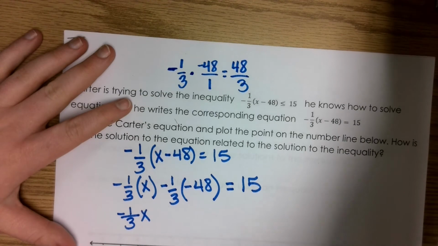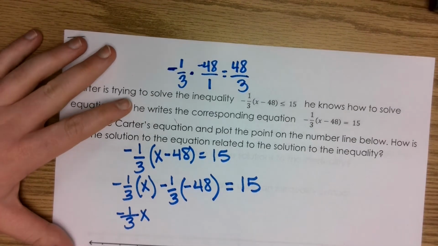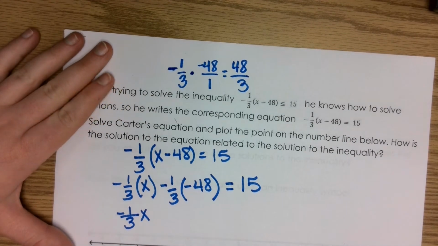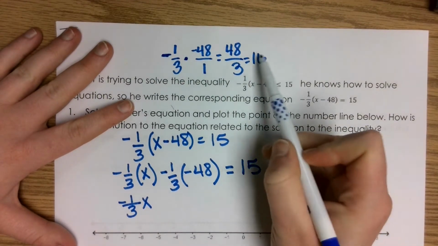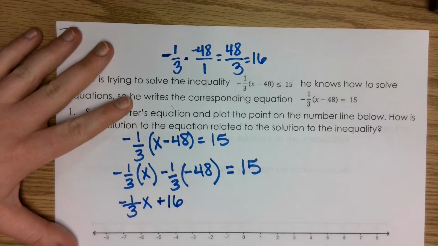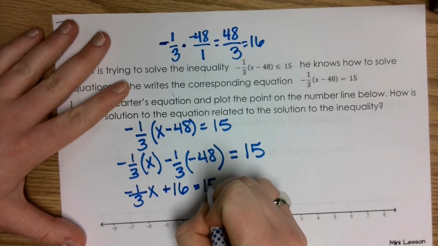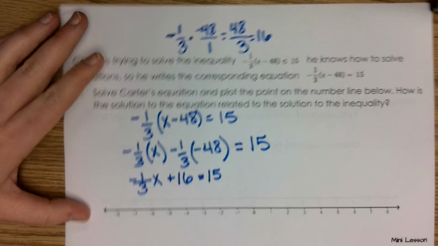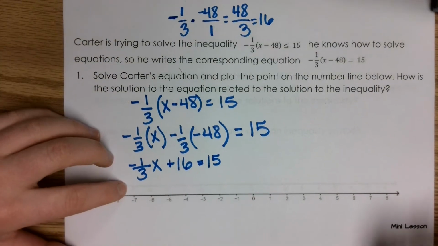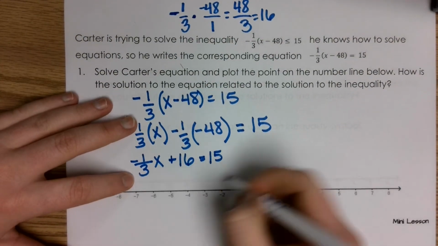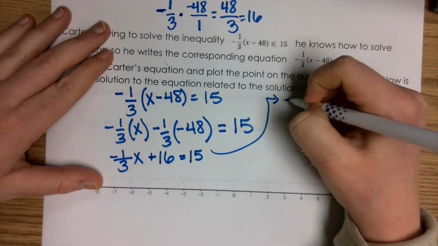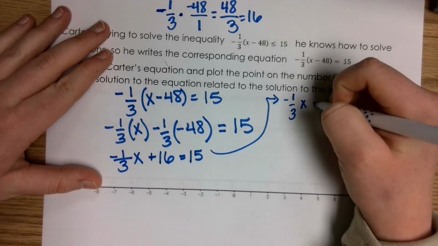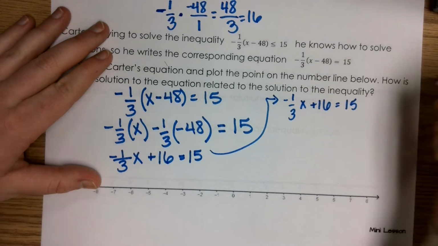Okay, and don't assume you know the simplification of this. You can use your calculator. 48 divided by 3 is 16. And here it's a positive 16, so we're adding 16. And all of that equals 15. So, continuing to simplify, I can see here that I have negative 1/3 x plus 16 equals 15.